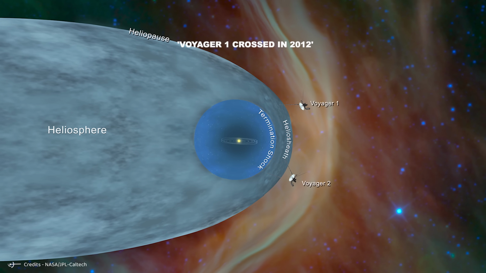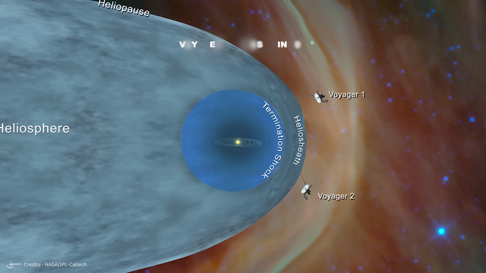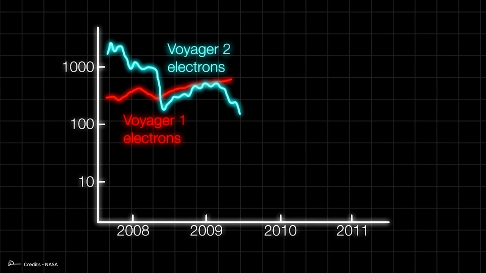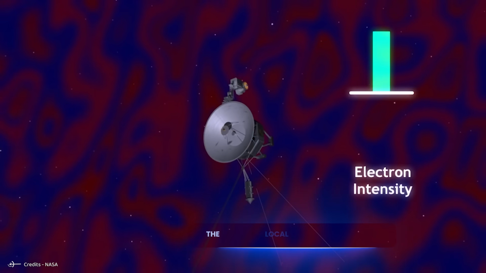Voyager 1 crossed the heliopause in 2012. Voyager 2 followed in 2018. They're now traveling through interstellar space, but still technically within the outer reaches of the Oort Cloud.